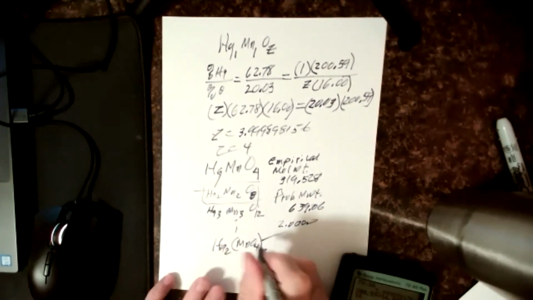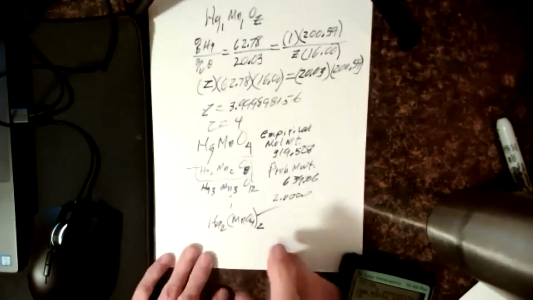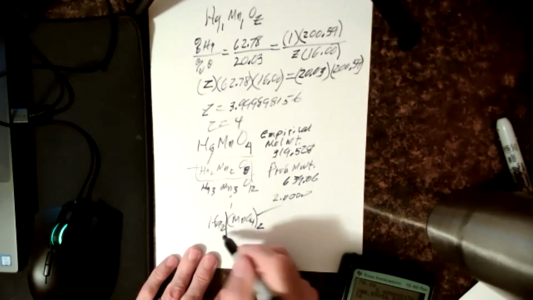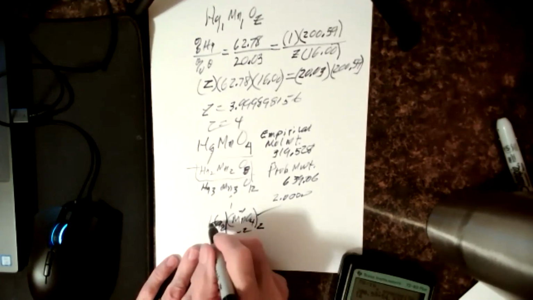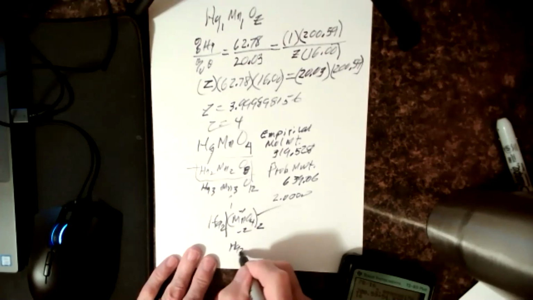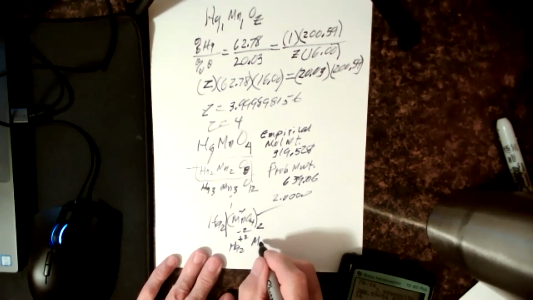And looking at this, I could even tell you what the compound is, what the name of it is. It's this Hg2, permanganate is -1. So this is -2. Hg2 plus 2 is mercury 1.